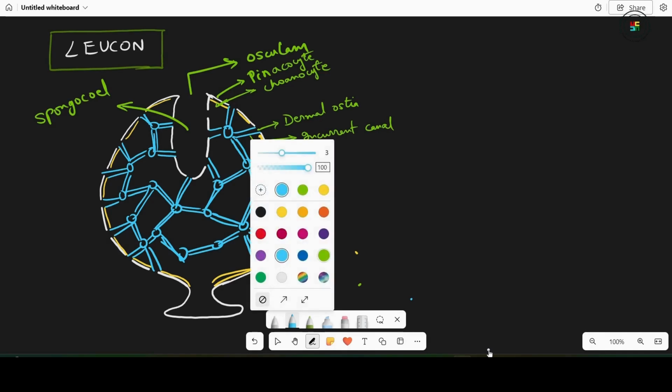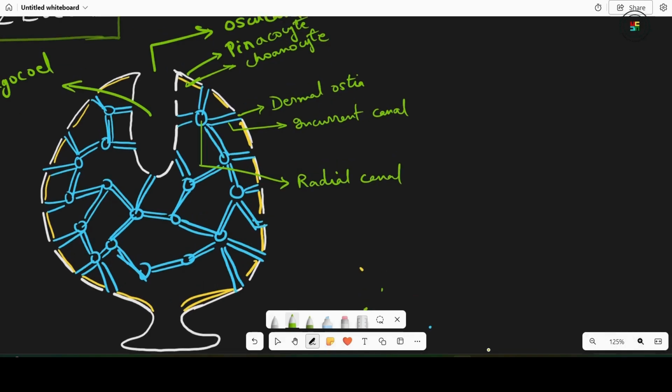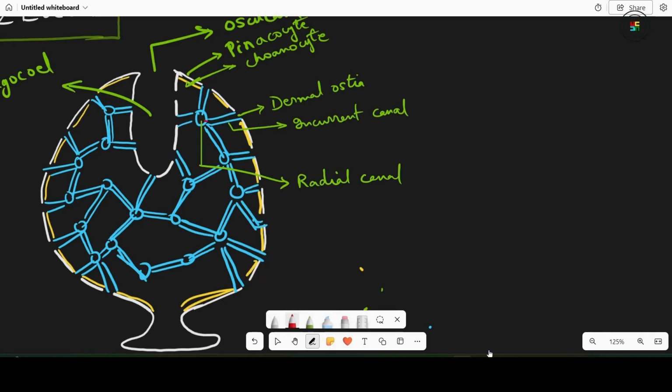Okay, so here water is going to the radial canal. Now this round one is the radial canal, but if you see this, how is the water from the incurrent canal going to the radial canal? So there's an opening here, okay, and this opening is the prosopyle.